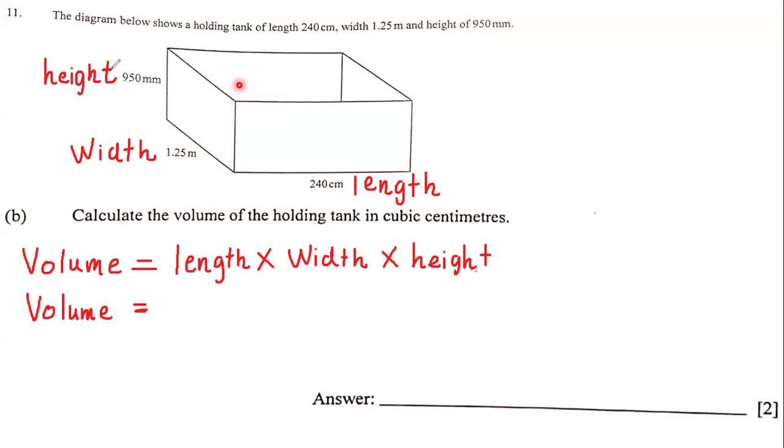So length times width times height. Okay. But remember, we have to use the same units. So what we got for 1.25 meters, that was what? 125 centimeters, right? And what we got for 950, what was that?